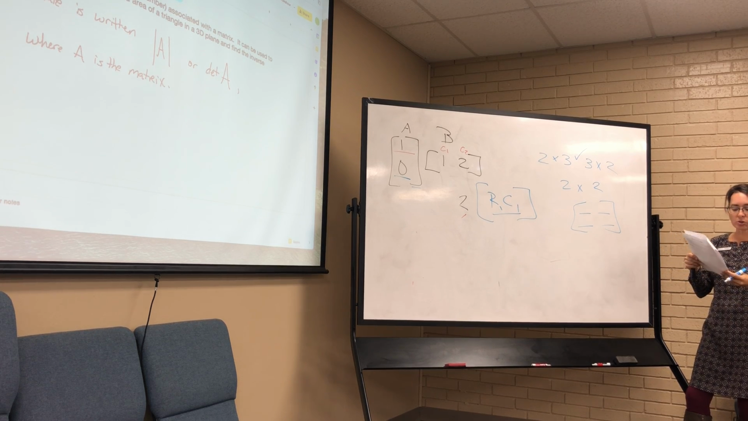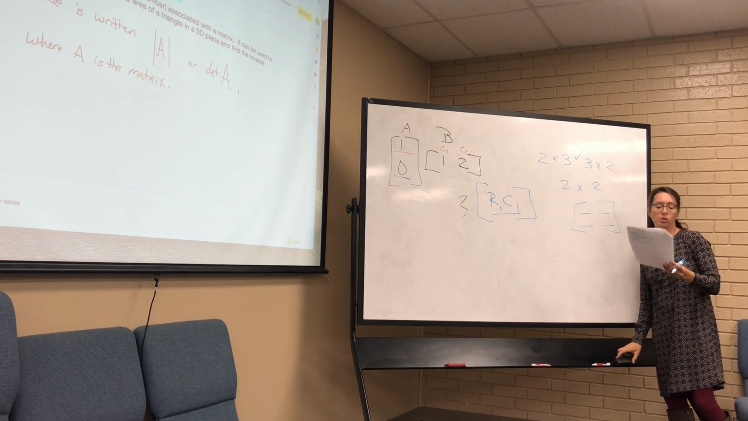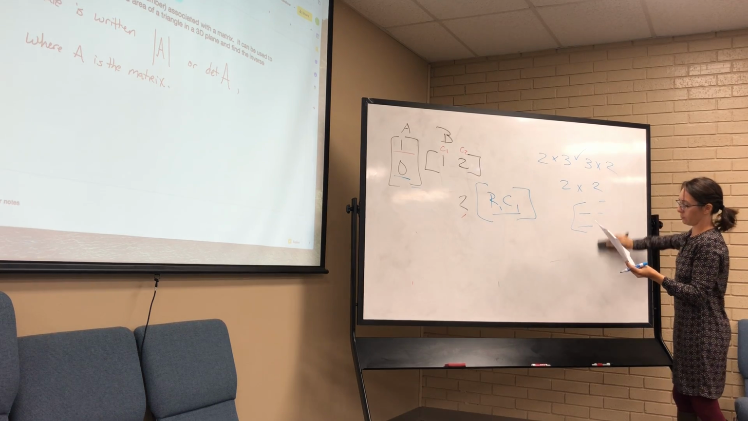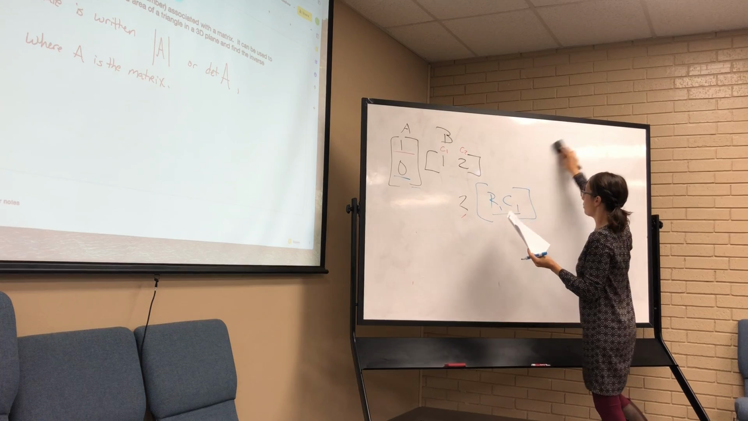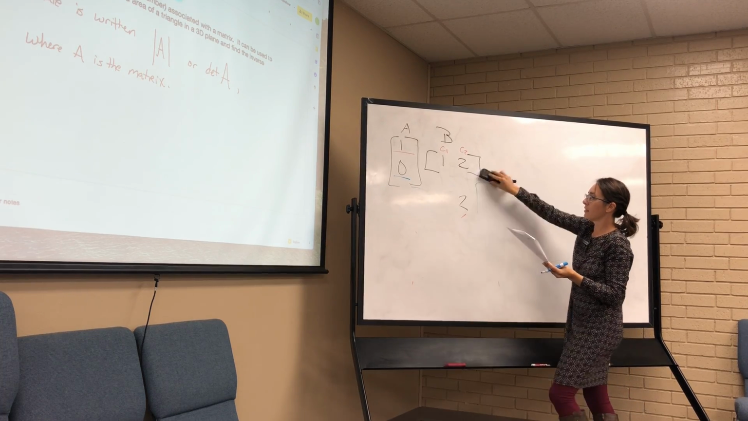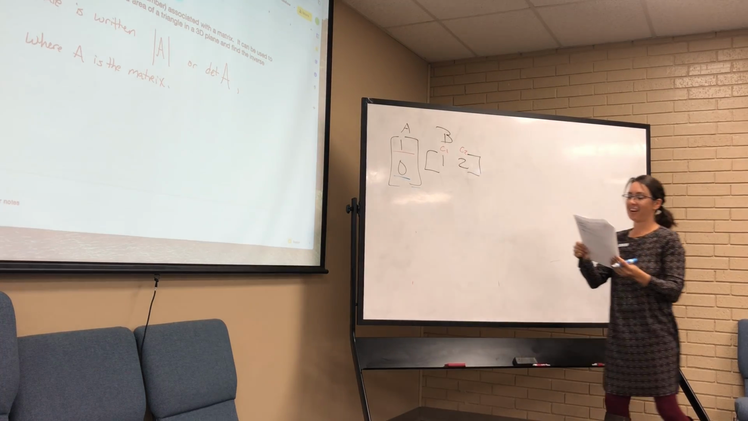All right, number 2. What are the dimensions of number 2? 2 by 2 multiplied by a 2 by 2. So your answer will be 2 by 2. Awesome.